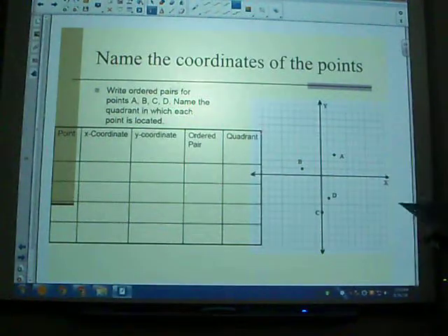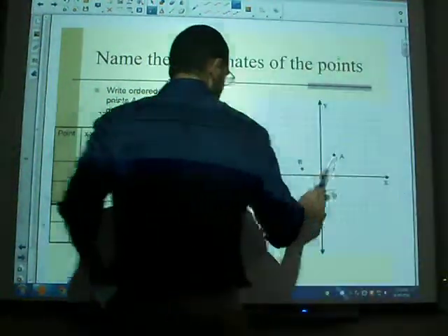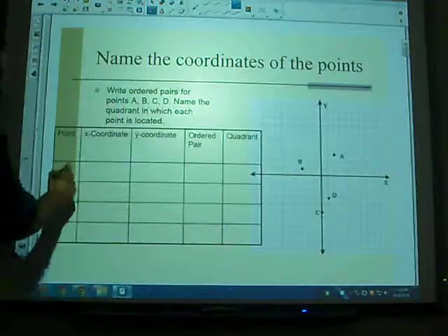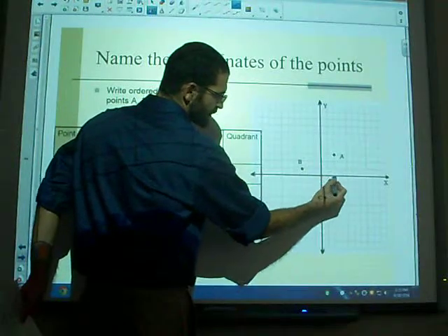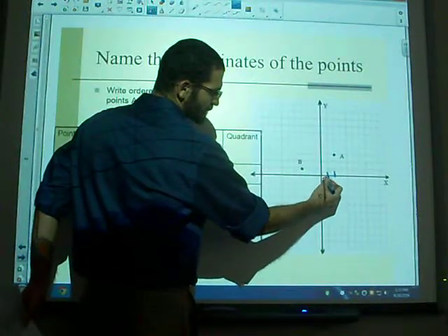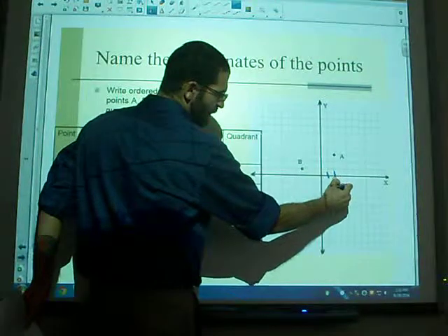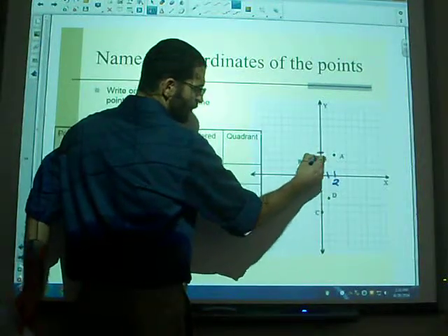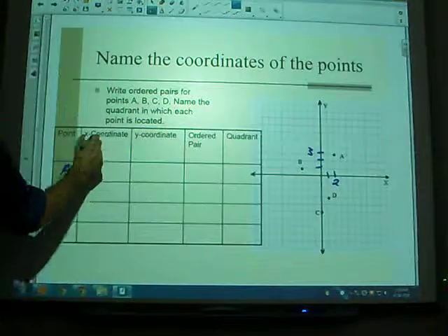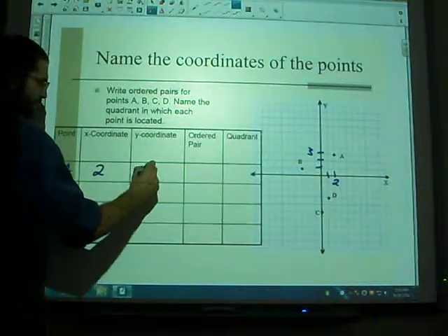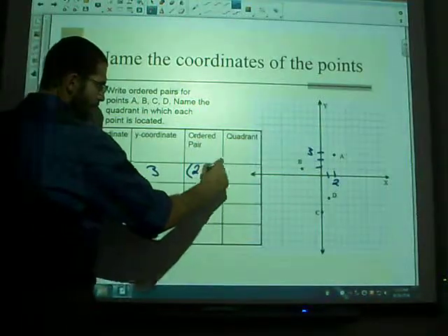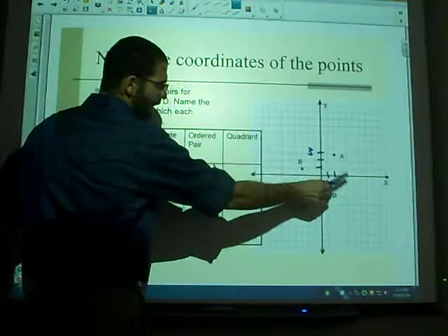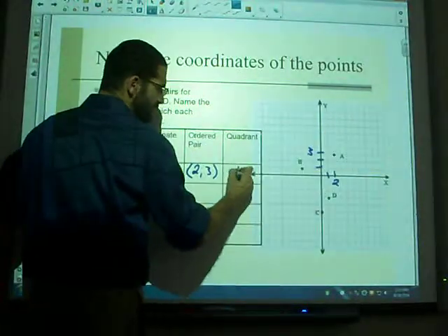So let's practice naming the coordinates and writing them as points. For example, we have these four points right here. Point A is this one right here. We go 2 on the x, so this is positive 2, and 1, 2, 3 on the y. So the x coordinate is 2, the y coordinate is 3. As an ordered pair, we always put x first. So (2, 3), and this point A is in this first square, so this is the first quadrant.